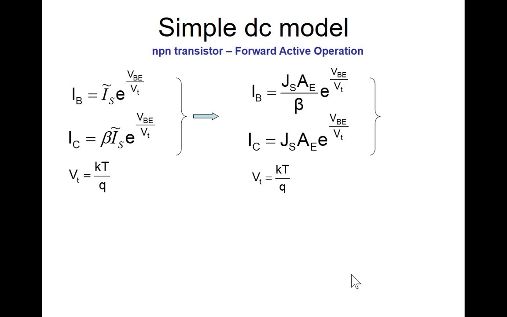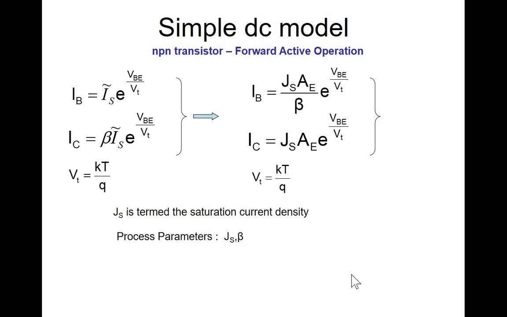I can call this quantity here IS if I want to, and a lot of people do that. So the product of JS and the emitter area, we can call it IS. So this would be IC equals IS e to the V over VT. That's the Early equation then, right? Use the equation for the collector current rather than for the base current. And then the base current becomes IS over beta, e to the VBE over VT. So JS is termed the saturation current density.